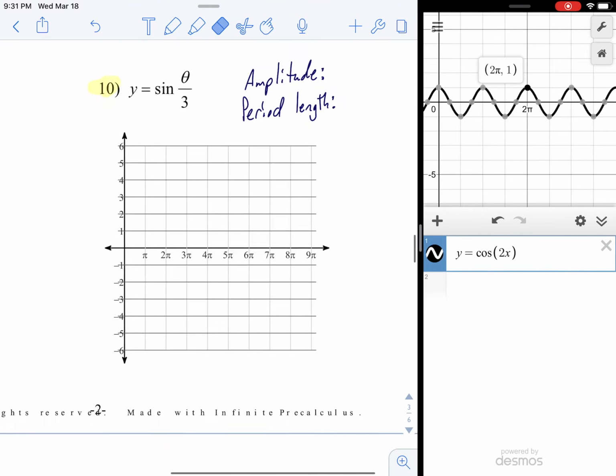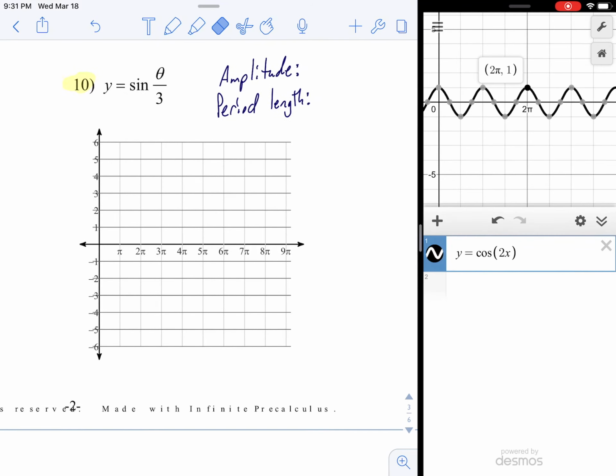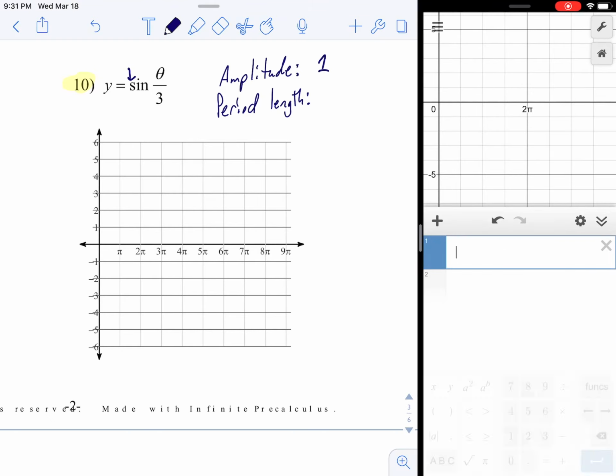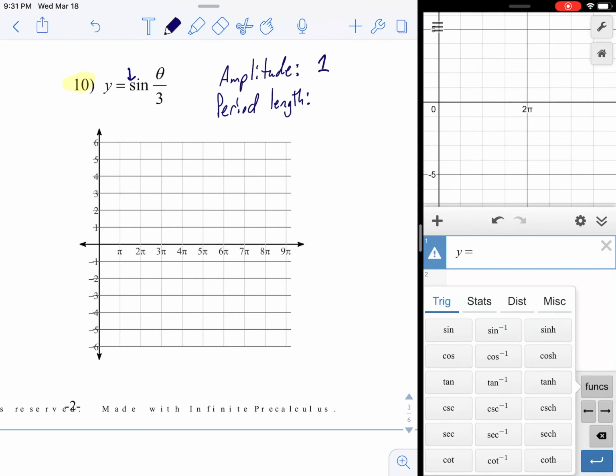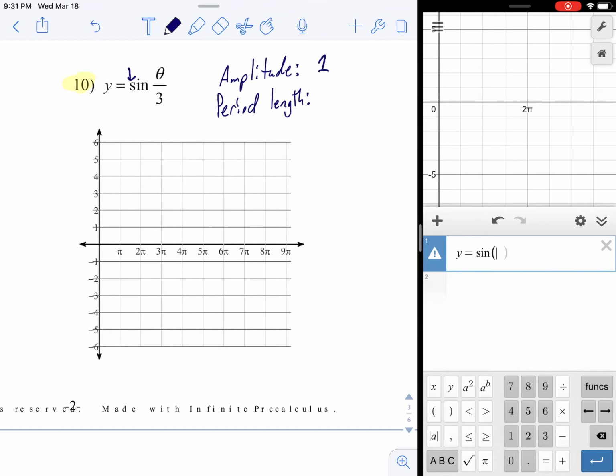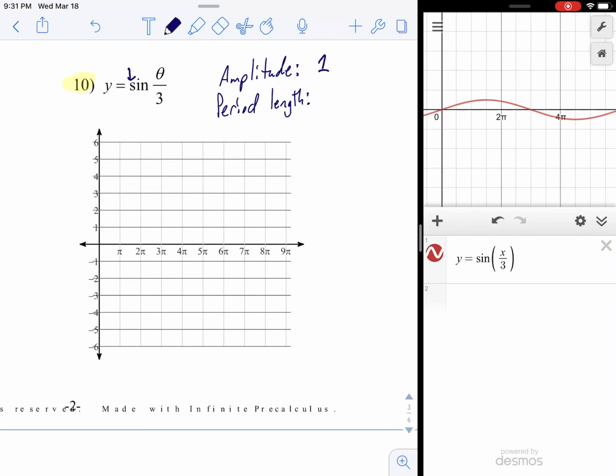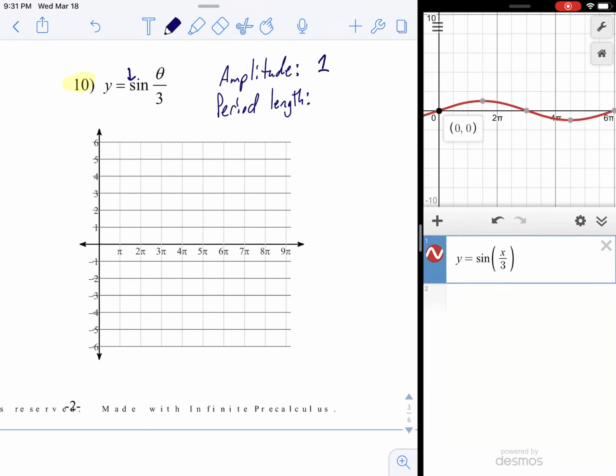Okay, number 10. Sine of theta over 3. Now I'm going to go out on a limb and say the amplitude is 1 because there is no number here. But let's look for sure. Y equals function sine. Instead of theta over 3, I'm going to do x over 3. And look at that. That is a really long wave.